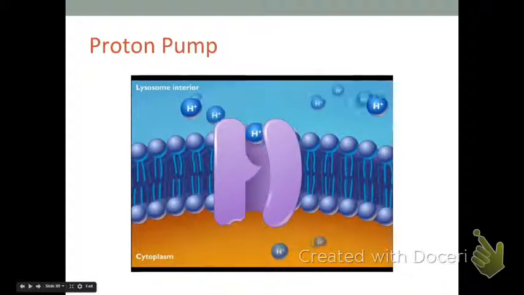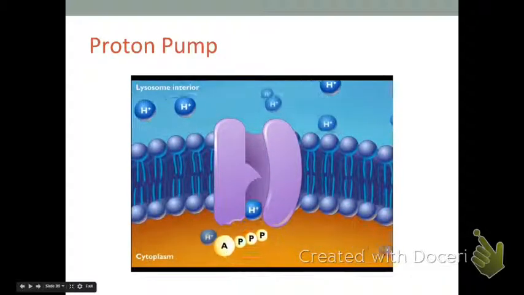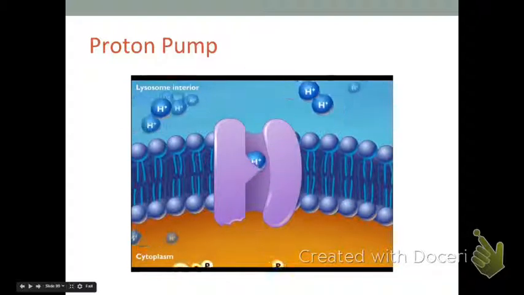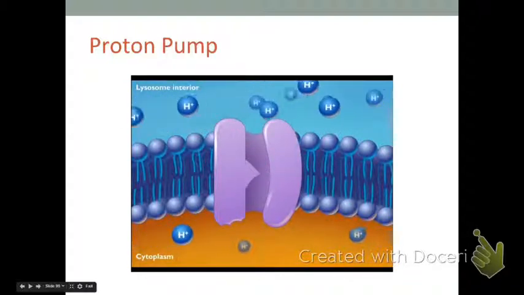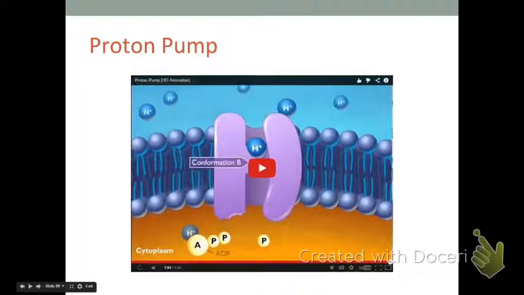Could it go the other way? I guess it could, but I don't think it does. I mean, usually proton pumps are one directional. We're pumping them. That protein's not going to flip in the membrane, most likely. So keep pumping them into, in this case, the lysosome.